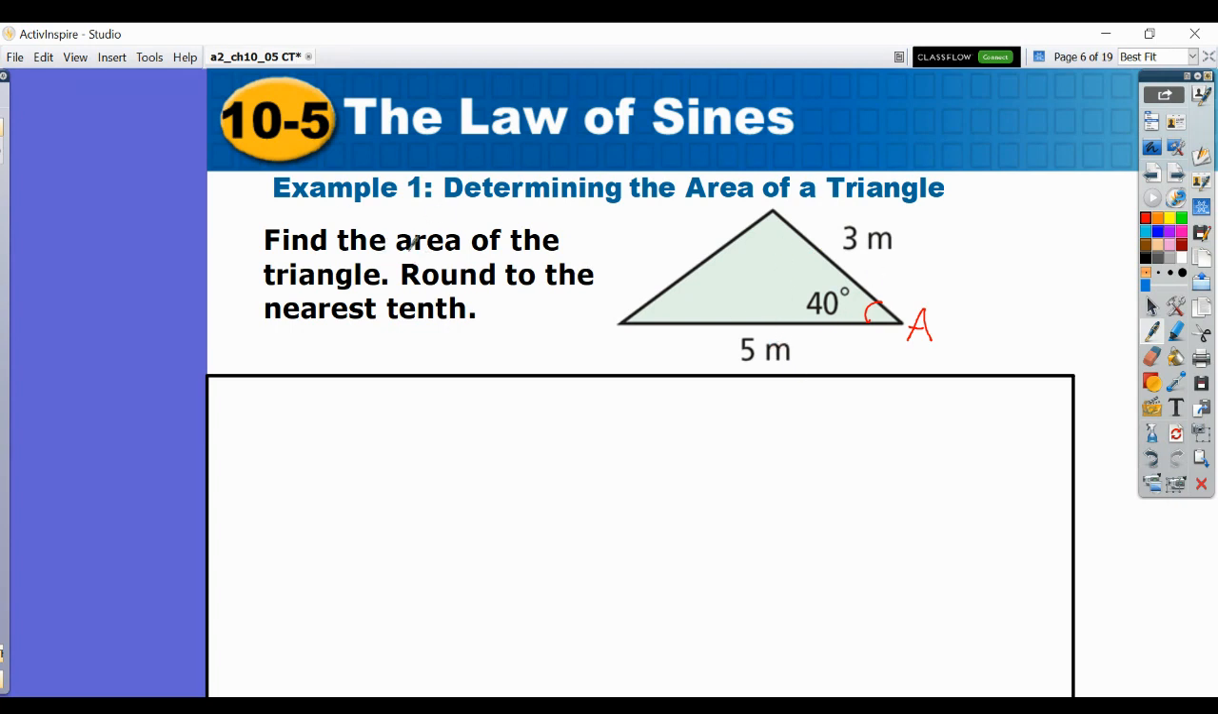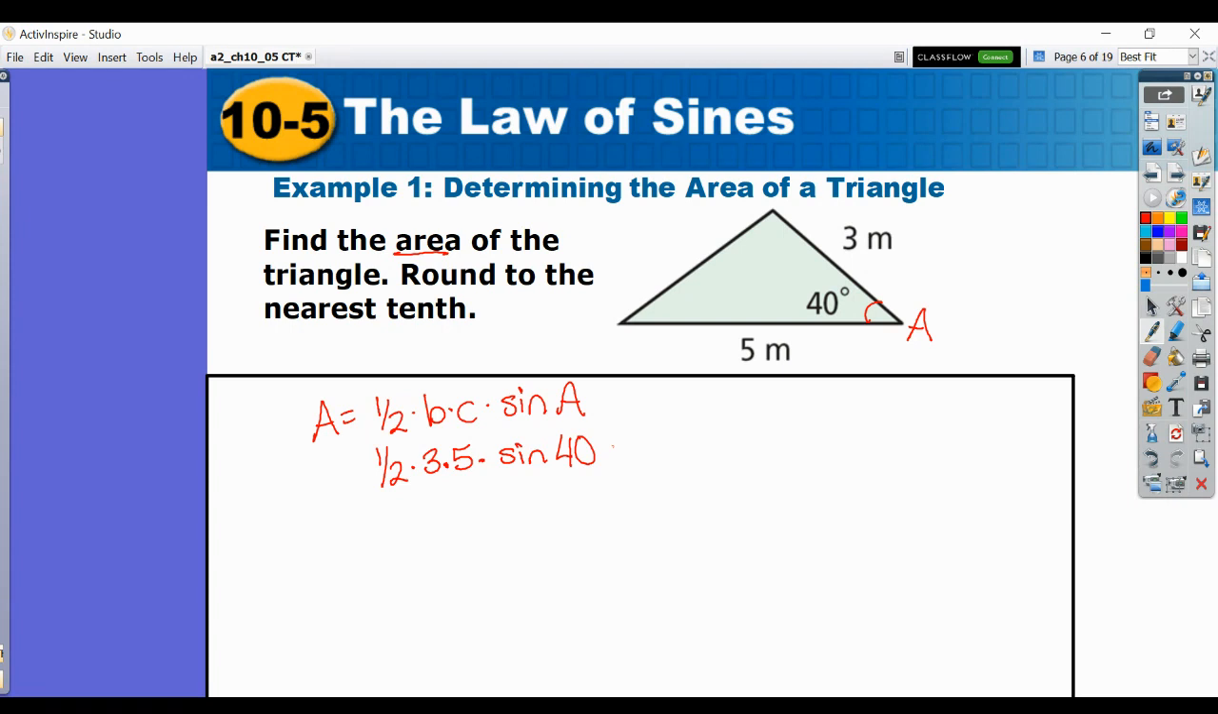So if all I need to do is find the area of this, my formula is 1/2 times B times C times sine of A. So for this problem, B and C are 3 and 5, so it doesn't matter which one I put first. 3 times 5 times the sine of my angle, 40 degrees. And this is when you need to make sure your calculator is in degree mode, because that's a 40-degree sine.